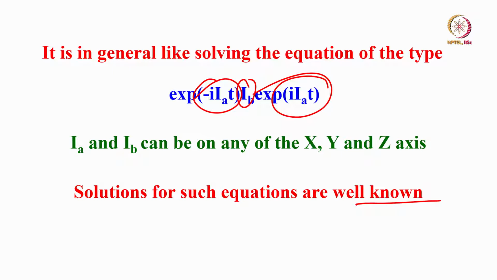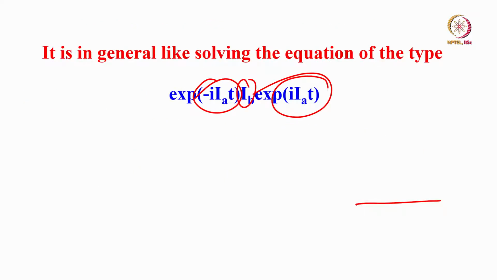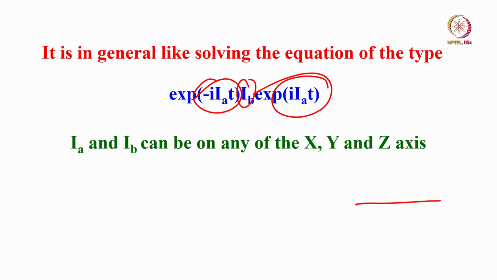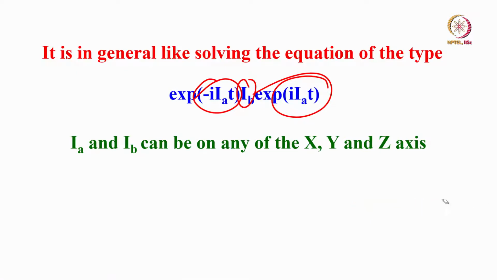For the solution we got for Ix during free precession, we worked it out using the trigonometric identity, and wrote it as cos omega t plus sin omega t. You remember this one here: cos omega t Ix plus sin omega t Iy. Ix and Iy components generated. But it is not all the time like that. It depends upon the axis in which you are applying the pulse and what your Hamiltonian is, and the axis in which you are rotating.